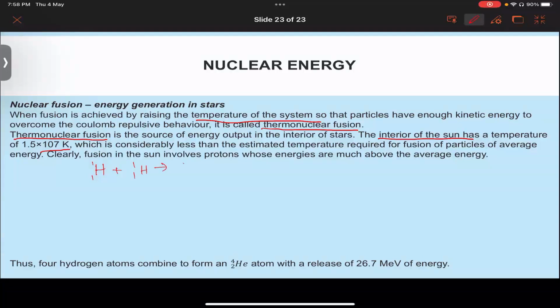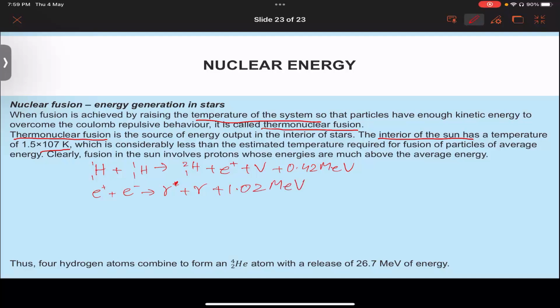You have two hydrogen giving you deuterium, a positron, a neutrino, and 0.42 MeV. Then the positron and the electron undergo annihilation, giving gamma radiation along with energy. Now this deuterium that is given out will fuse with one hydrogen, and then you get your helium isotope, and you have one more gamma coming out.